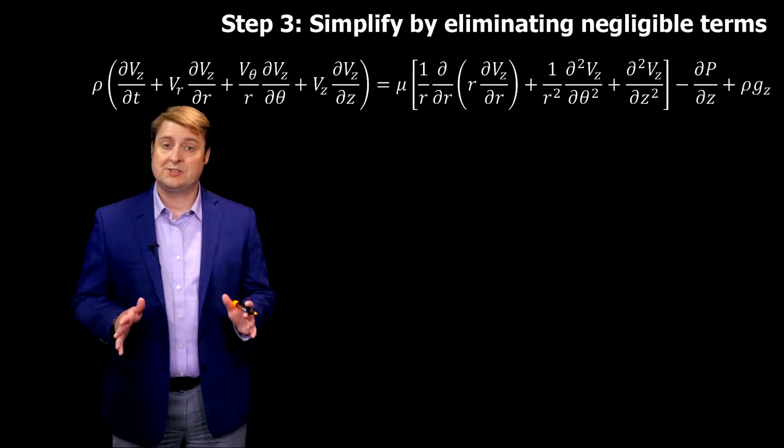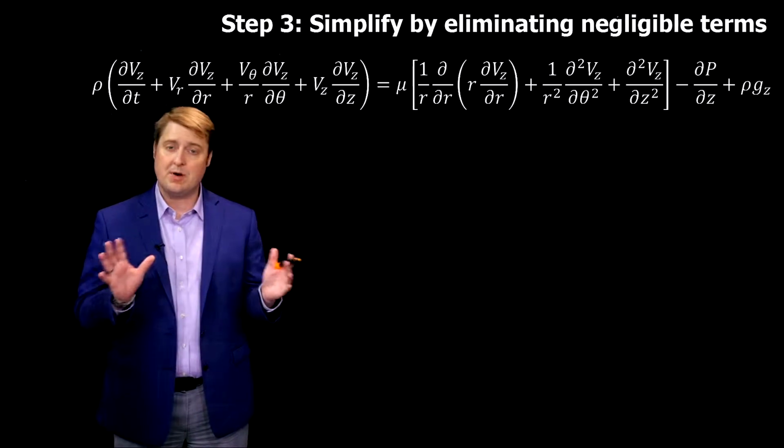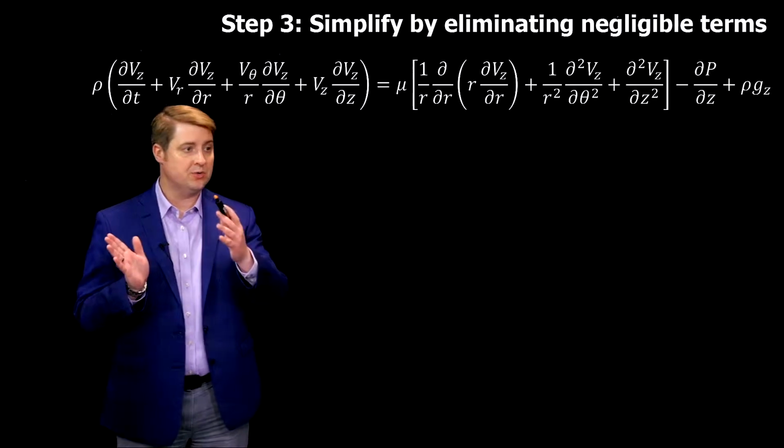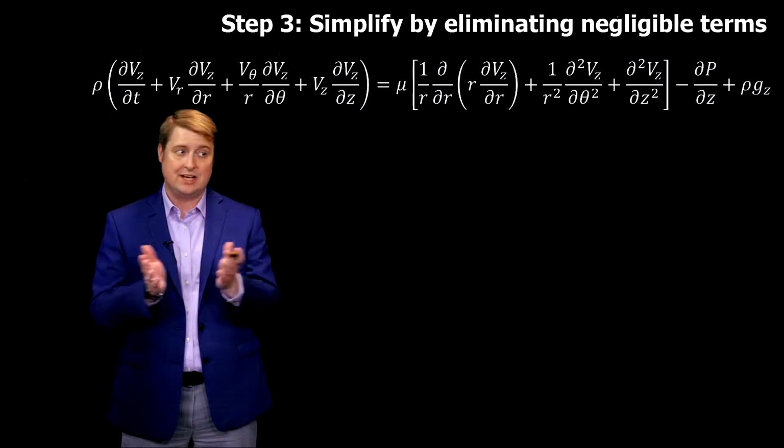All right, so now that we know the Navier-Stokes equation that we want to use, now we get to neglect terms. So we have to come up with all the terms that we think we can ignore for our analysis. So we're going to go through and look at each one of these terms one by one. We're going to talk about why we can neglect them.